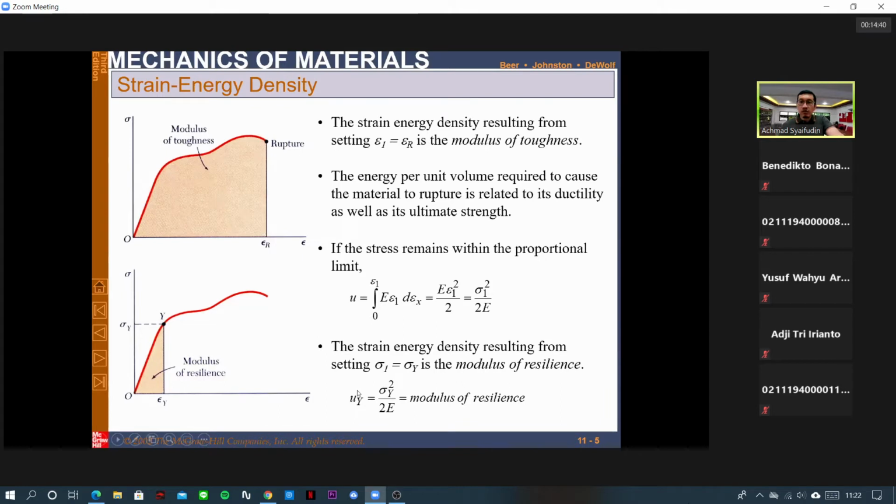And this is the formulation of the modulus of toughness. This one is for resilience, and this one is for toughness. Toughness is equal to the rupture strain. The rupture strain is the combination of the elastic strain and the plastic strain. This is the rupture strain.